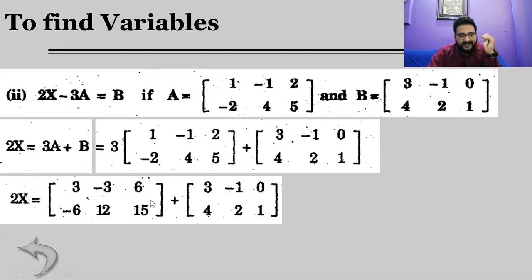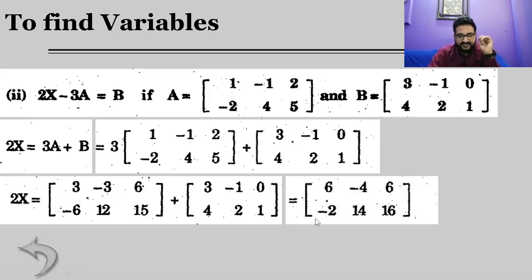And at this moment, how do we calculate further? The order is the same in here. You can see this. The order is the same, so you can add or subtract both matrices. So the answer will become 6. How?